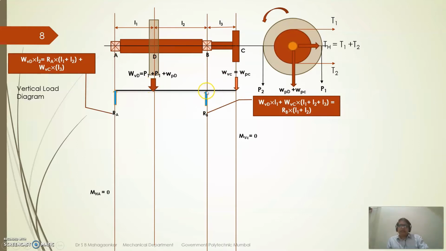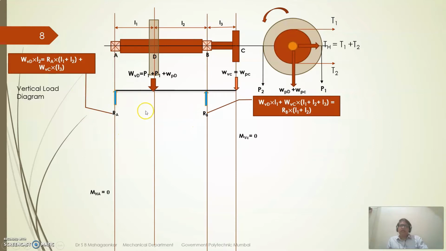If this is the point, then WBD into L2 is the anti-clockwise moment, equal to the sum of the clockwise moments, which is RA into L1 plus L2, plus WBC into L3. This is just an illustration I am giving. Depending upon the load conditions, we can calculate like this.